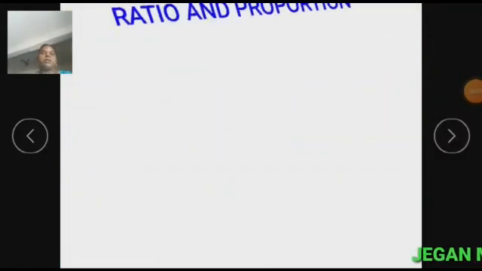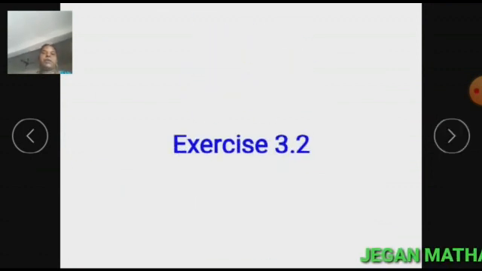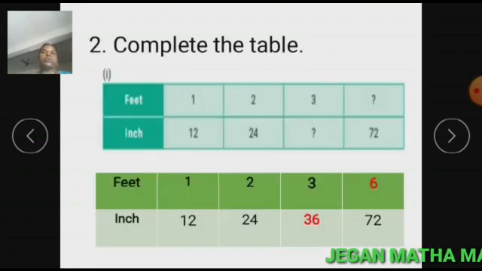Welcome to Maths class. This is the continuation class of ratio and proportion. In this class, I am going to explain the sums given in exercise 3.2.